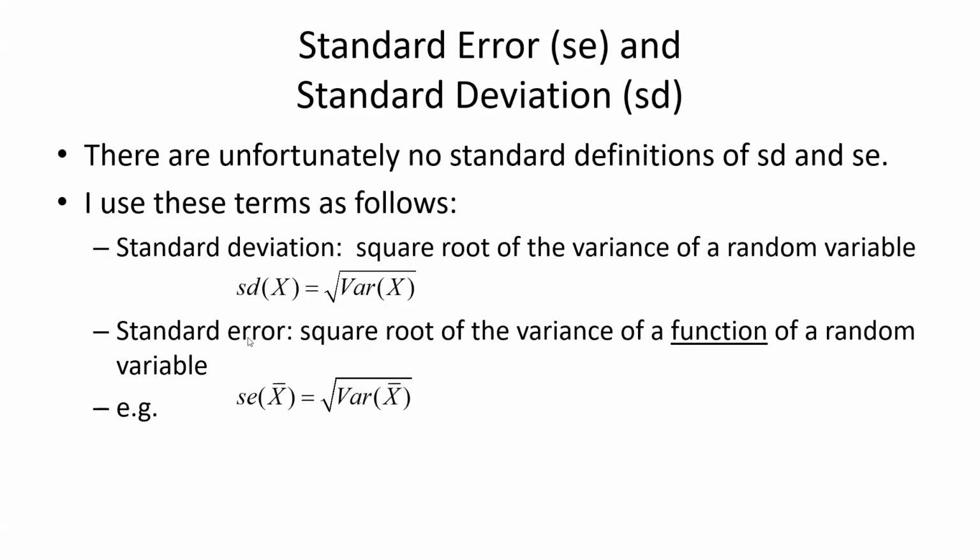And I use standard error when I'm talking about the square root of the variance of a function of a random variable. So for example, if I'm interested in the variance of x bar, and then I take the square root of that, that's the standard error. So standard deviation refers to just a random variable, and standard error refers to some function, average or some other function.